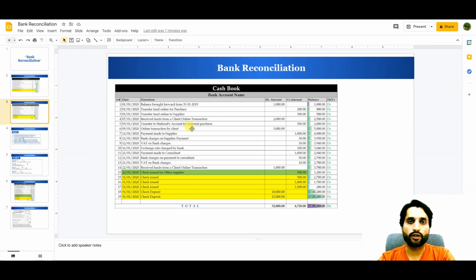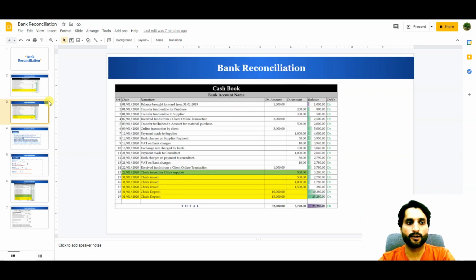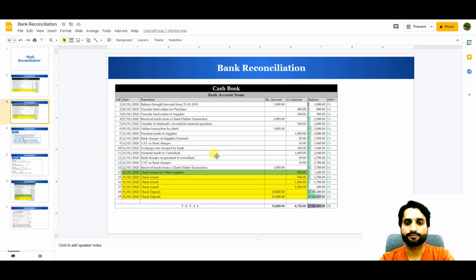After that, we will do the journal entries and the bank reconciliation according to the nature of the transactions or the missing entries. So in our example, here we have a bank book and here we have a cash book. From the bank book perspective, you can see I have highlighted 1, 2, 3, 4 entries which are not recorded in the cash book. And here I have highlighted in yellow 1, 2, 3, 4, 5 entries which are not shown in our bank book.